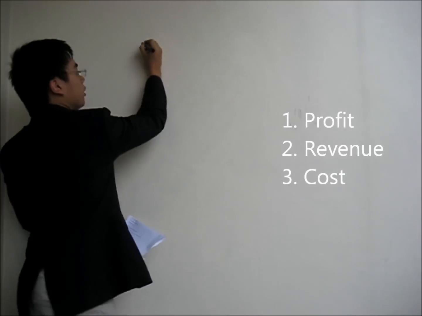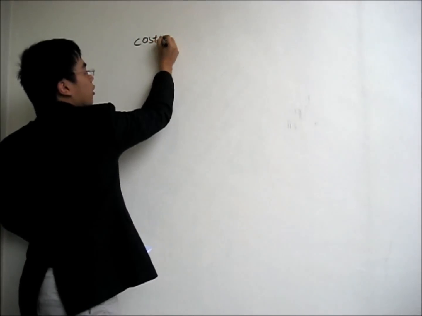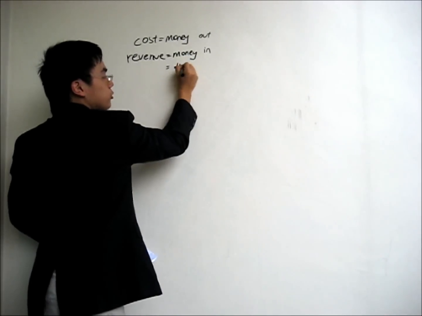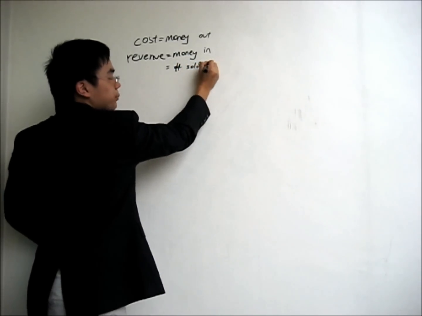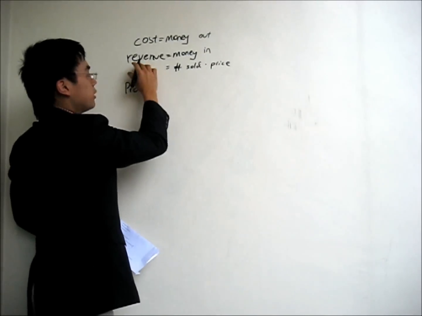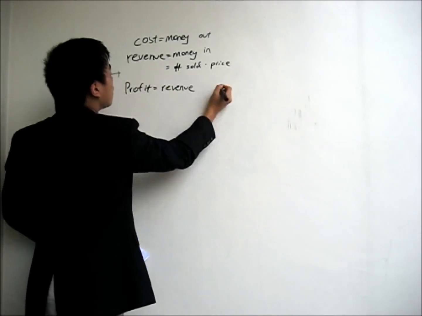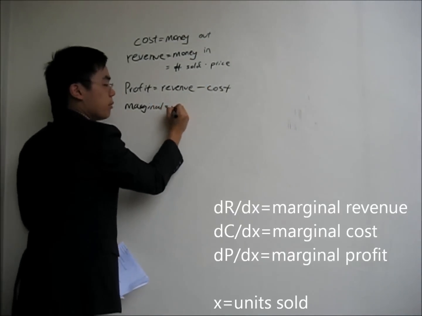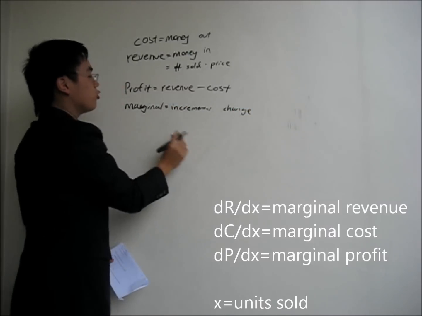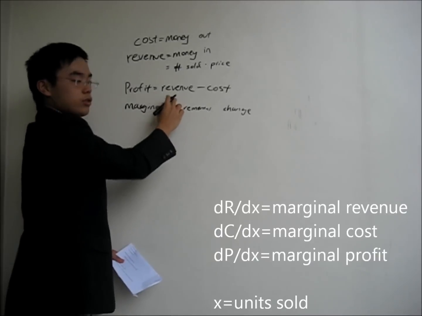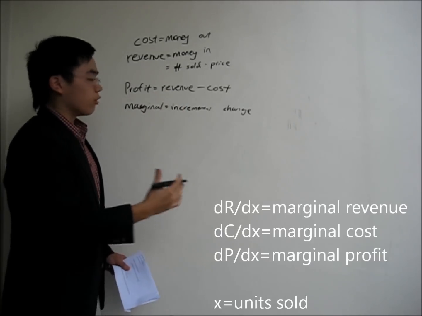Cost is simply money out. Revenue, so numbers sold, multiplied by the unit price. Profit is determined from revenue minus cost. Marginal is simply the incremental change. The marginal revenue is simply the change in revenue per unit sold.